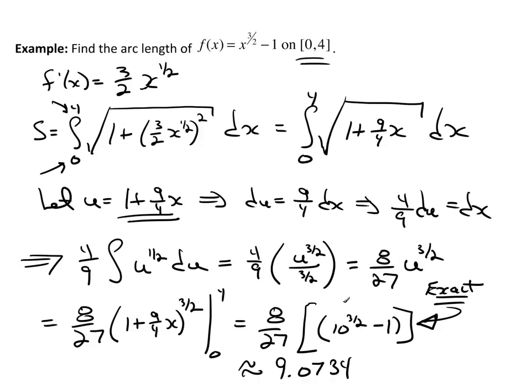Unless it's like a word problem and we need to know, you're not going to go down to Home Depot or something and say, all right, I need 9.0734 feet of rope. I'm sorry, you're not going to go to Home Depot and say, I need 8/27 times 10 to the 3/2 minus 1 feet of rope. You're going to say, gosh, I need a little bit more than 9 feet of rope. So the approximation is useful in that instance.